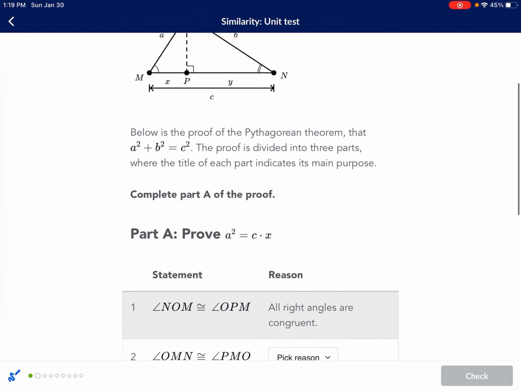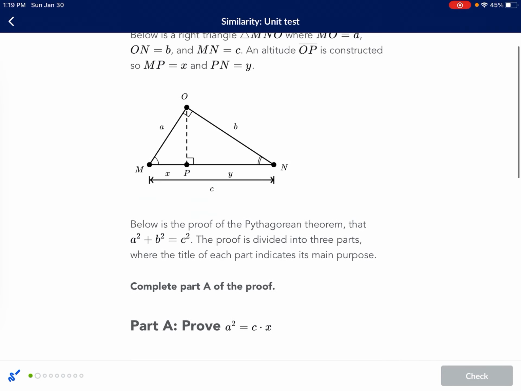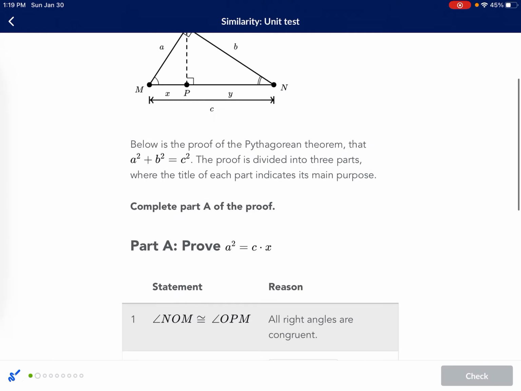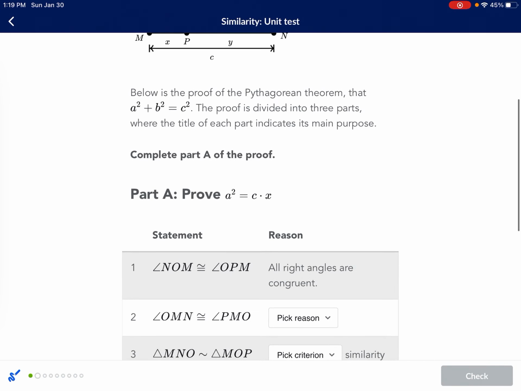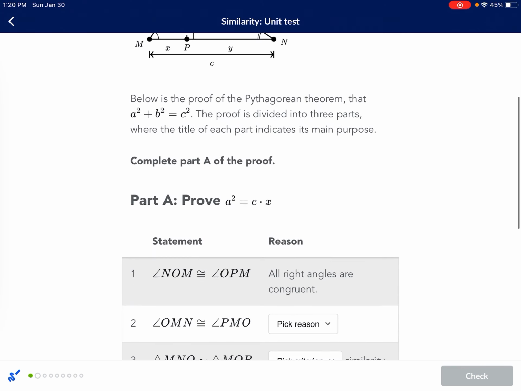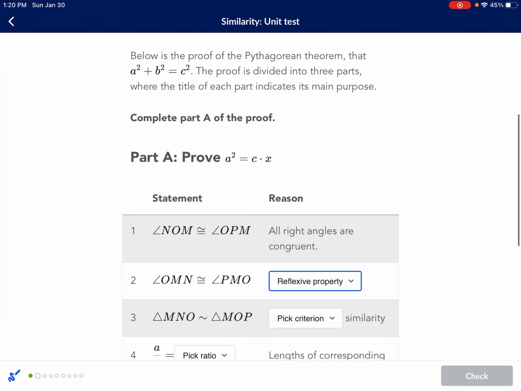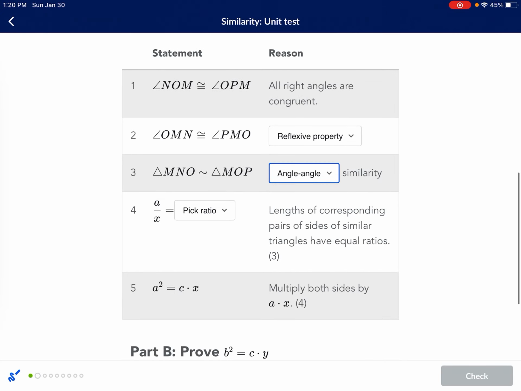Below is the proof of the Pythagorean theorem. OMN is congruent to PMO. Oh, I'm reading it wrong. OMN, PMO, oh, that's reflexive. I think I read it wrong. So they're similar by the angle, because we have two angles that are congruent.